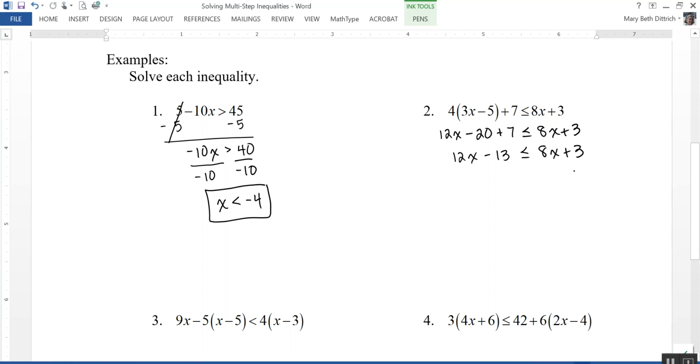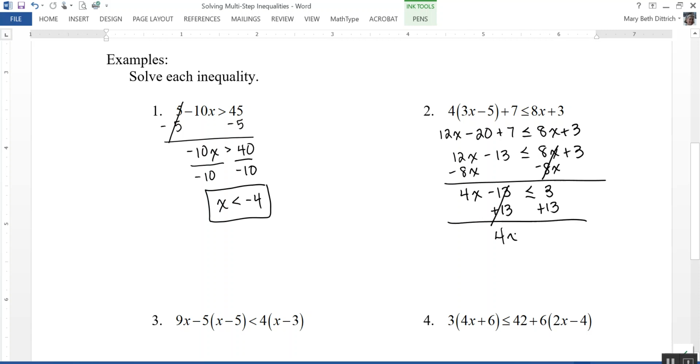Now we have a choice. I have a variable on each side. I like to keep my variables on the left, so I think I'm going to subtract 8x on both sides. That's going to give me 4x minus 13 is less than or equal to 3. And so now I have to add 13 on both sides. Negative 13 plus 13 is 0, so 4x is less than or equal to 16. And dividing by 4, x is less than or equal to 4 is the solution to that inequality.